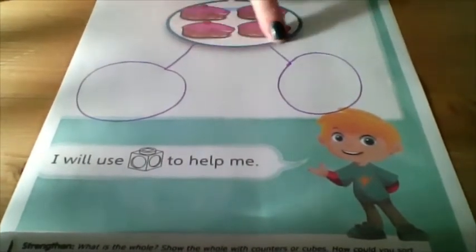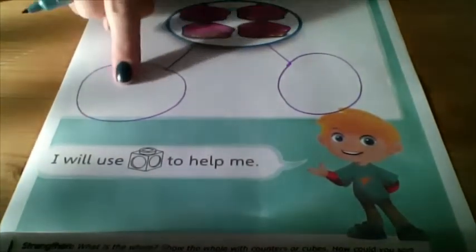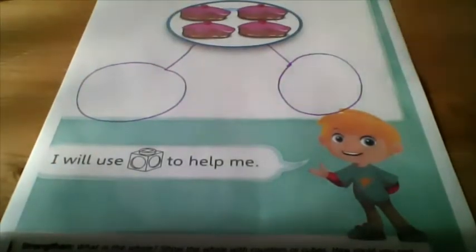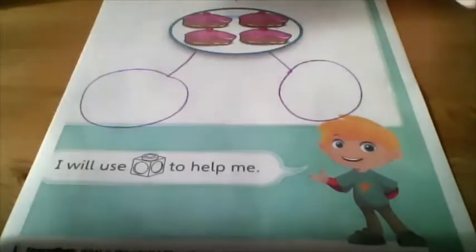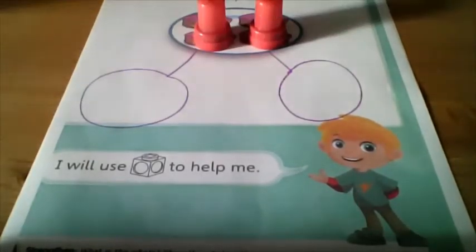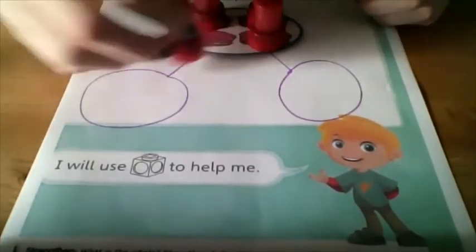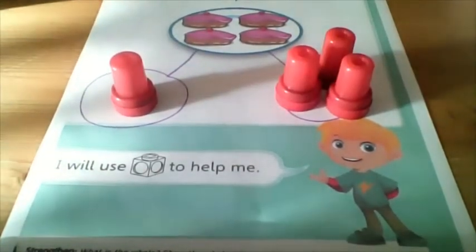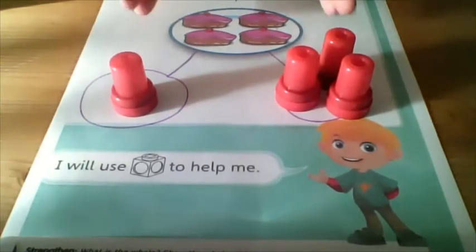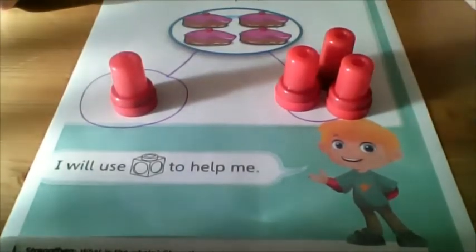So now you've got 4 as the whole and you're going to have a go at drawing your cakes. And it's up to you how you do it. So if I just put my counters on top of my cakes, I could draw 1 cake in one part and 3 cakes in the other part. So my 4 whole creates a 1 and a 3 part.